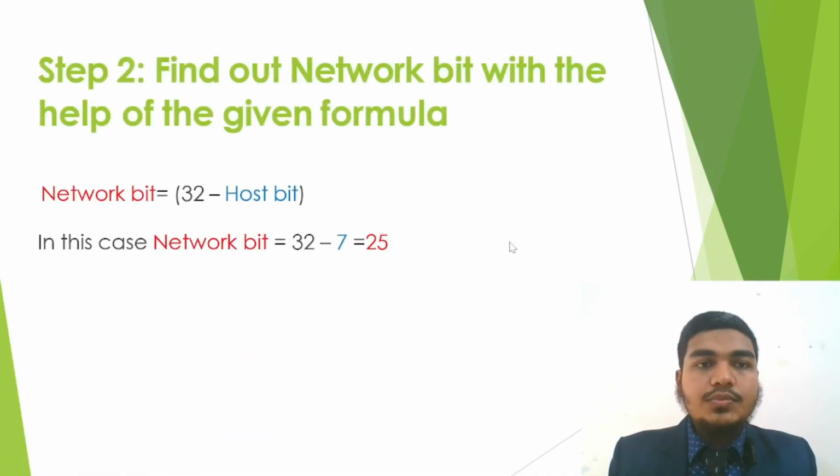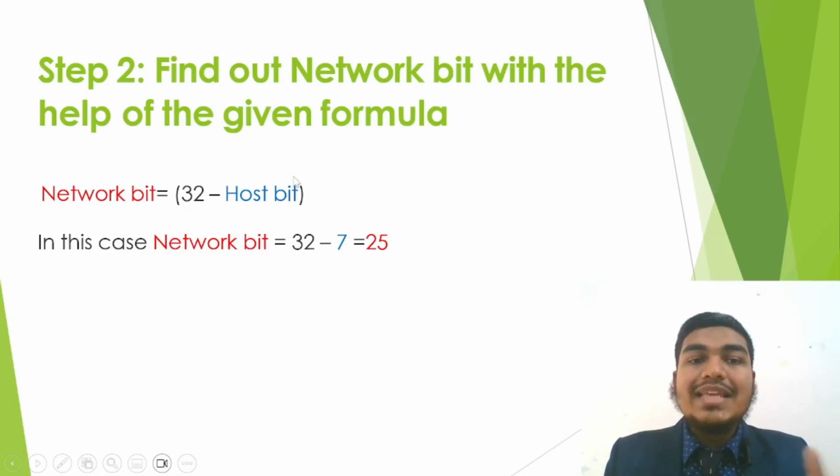Then in step 2, we need to find out the network bits with the help of a given formula. The formula is: network bits equals 32 minus host bits. And from the previous slide, we saw we have 7 bits for hosts. So the network bits will be 32 minus 7, equals 25.